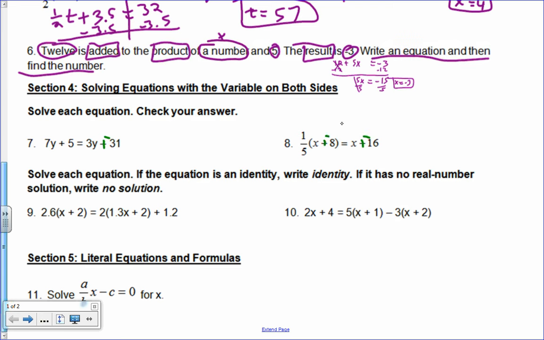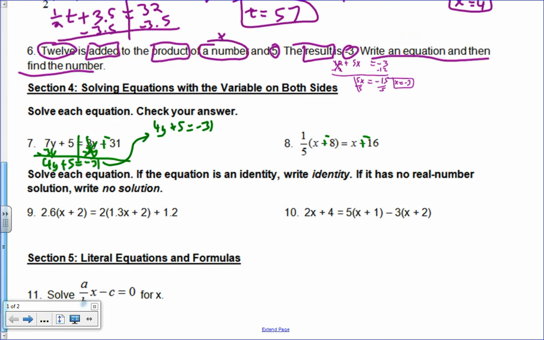Do that here too. Alright, but we want to try and get the variable term just on one side. So for number 7, I'm going to get rid of it from the right side because that's the smaller one. So I'm going to subtract 3y from there to cancel out the 3y. And on the other side of my equation, I'm also going to subtract 3y. That leaves me with 4y plus 5 on the left side equals negative 31. That's why I put that negative over there. So 4y plus 5 equals negative 31.